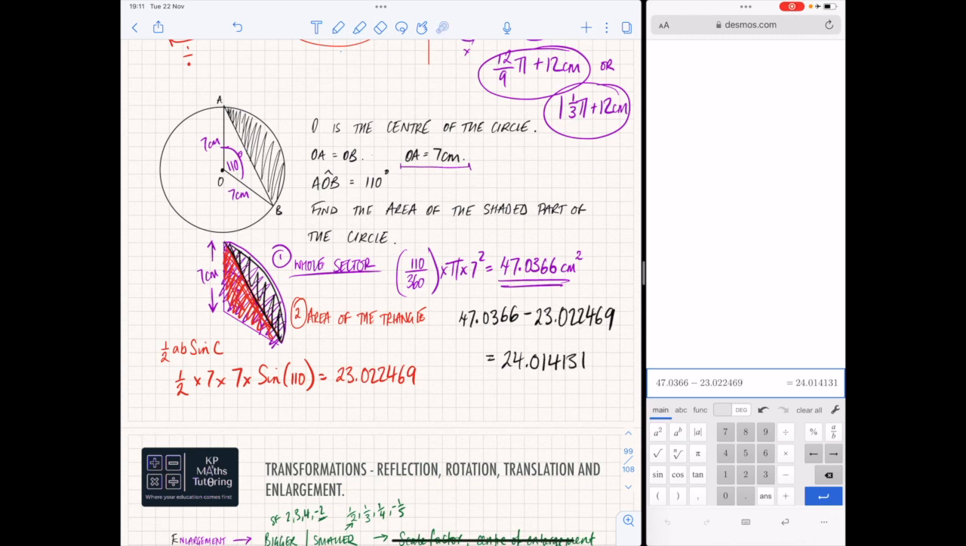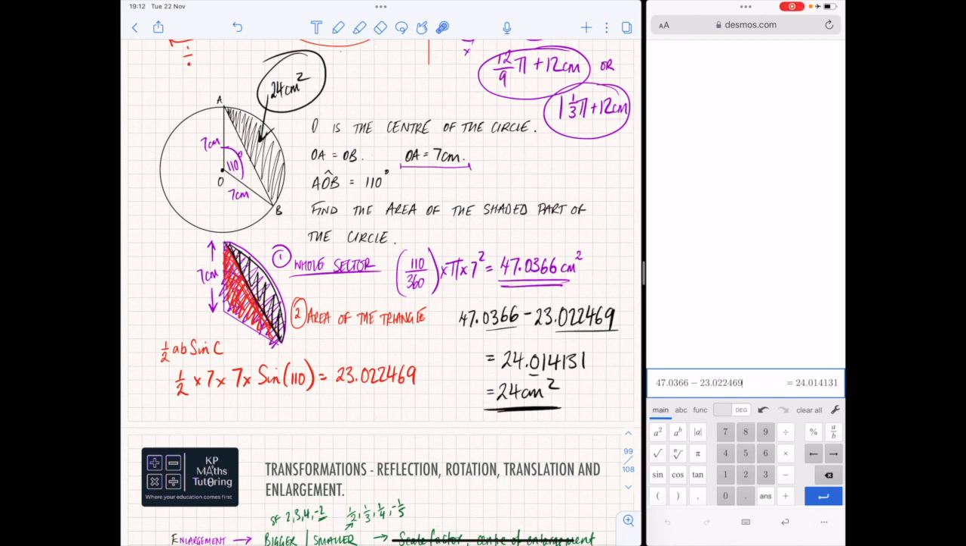24.014131. Now, what I've done there is I've kept that to 4 decimal places, and that one's actually been kept to 6 decimal places. In reality, a question will probably ask you to give it to 1 or 2 decimal places, but by doing this here, it keeps it far more accurate. So I can round this and say that effectively is 24 centimeters squared. So the shaded bit here is therefore 24 centimeters squared.